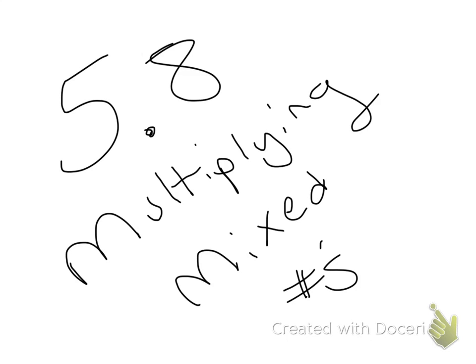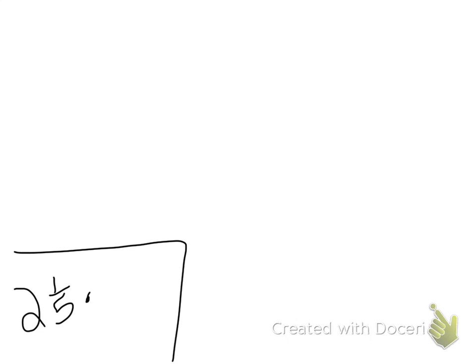Today's lesson is Chapter 5, Lesson 8, Multiplying Mixed Numbers. So, it's going to take basically everything that you know about fractions and use all of them. So, by the end of this lesson, what you're going to be able to do is this problem, 2 1/5 times 3 1/4. Now, a couple quick reminders.